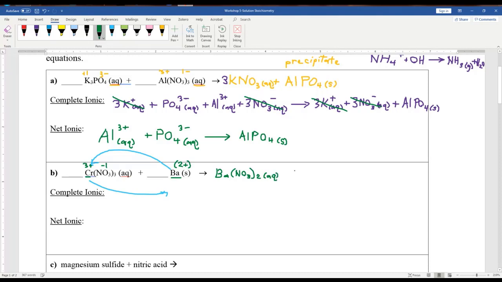Now, as far as the chromium, it's going to get kicked out on its own. Well, if it gets kicked out on its own as a metal, that means it's going to be what phase of matter? I guess depending on temperature, but I'm going to say solid. Yeah, in all likelihood, it'll be a solid. There's only one metal that I know of that is actually a liquid at room temperature, and that's mercury.